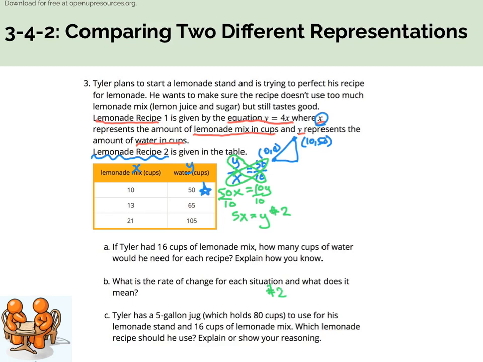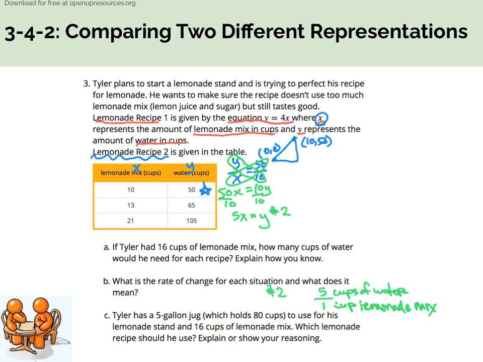our rate of change is 5 or 5 over 1. And if you label it, it will be 5 cups of water for 1 cup lemonade mix. So that is number 2.